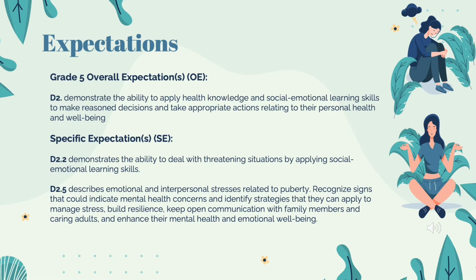Second, describe emotional and interpersonal stress related to puberty, recognize signs that could indicate mental health concerns, and identify strategies that they can apply to manage stress, build resilience, keep open communication with family members and caring adults, and enhance their mental health and emotional well-being.